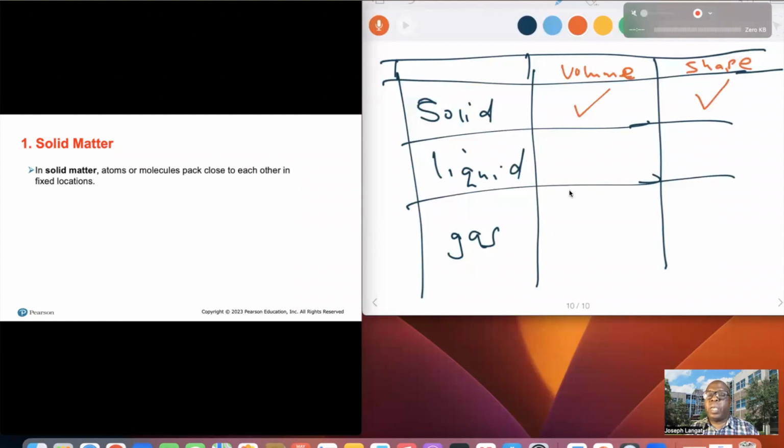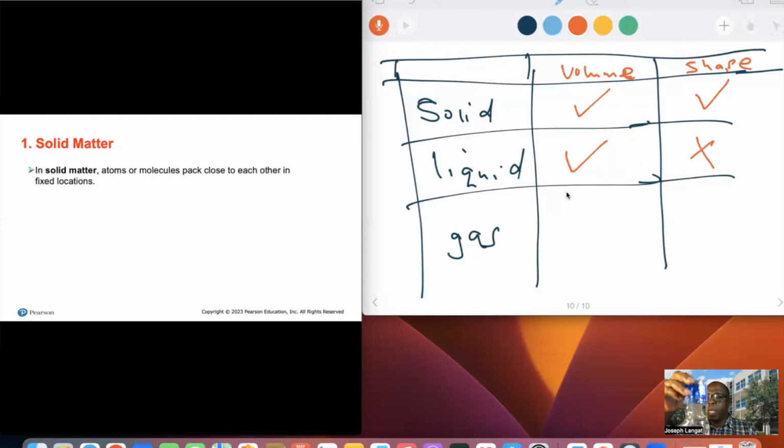It will never change. But for liquid, they have a fixed volume, but they don't have their own fixed shape. It can take the shape of any container. For example, the water I have here in my container, if I put it in a rectangular container, it will assume the shape of that container. That's what is meant by the X.